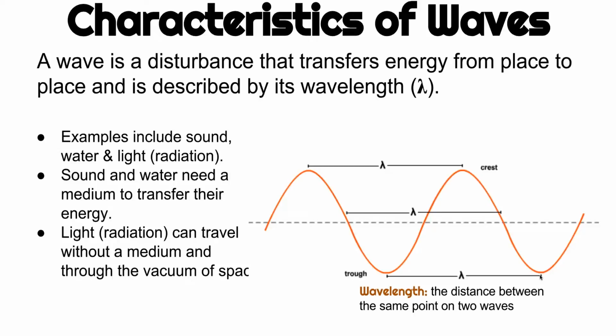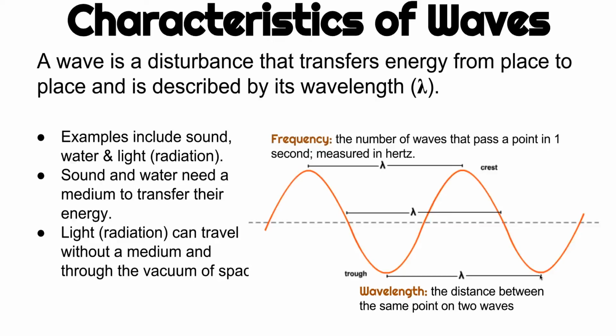Now, the wavelength of the wave will determine the frequency of the wave, which is the number of waves that pass a point in 1 second and is measured in hertz. The longer, the more spread out the waves are, the lower your frequency is going to be, because not as many waves will pass a point in 1 second. But the closer the waves are together, the shorter the wavelength, then the more waves will pass a point in 1 second, which will have an increase in frequency.